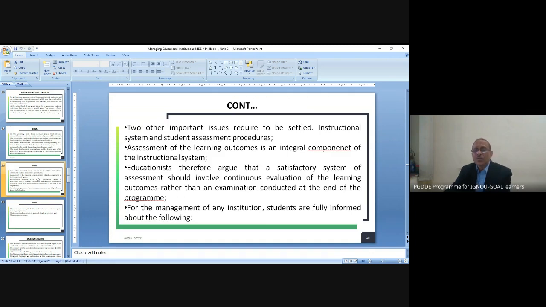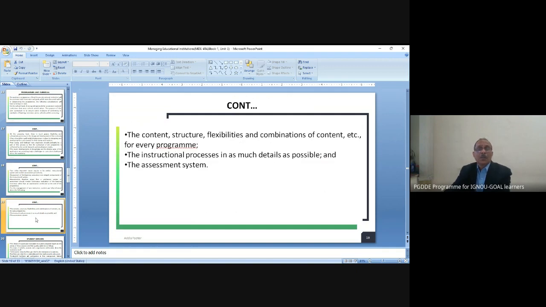At the management of any institute, students are fully informed about the following. What are they? You have to give information to the students: what content you are going to provide, what facilities the institution is offering, and what combination of courses you are offering. Unless you disseminate this information, students may not be able to understand your institution. If as a student I want to join and I don't know about your institution, why should I join? I know about another institution, I go for that. That's how information dissemination by the concerned institution is important.